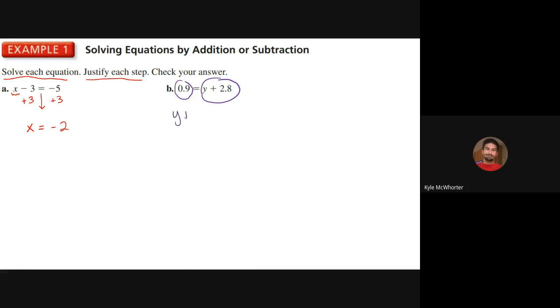If you like seeing it like this, you can rewrite it like that. The equal sign just means whatever's over here is the same value as whatever's over there. You can write it in either direction.